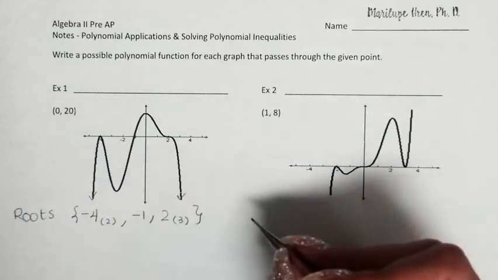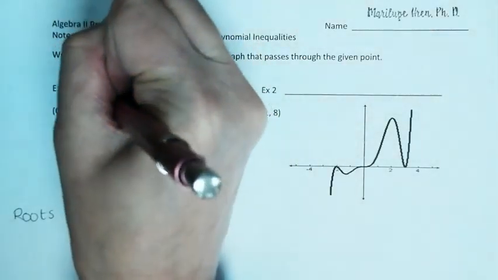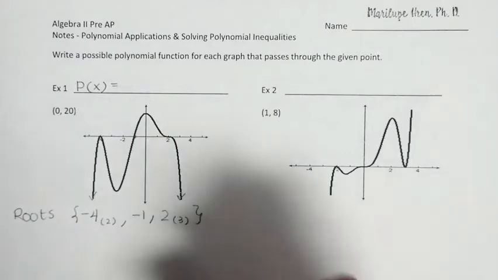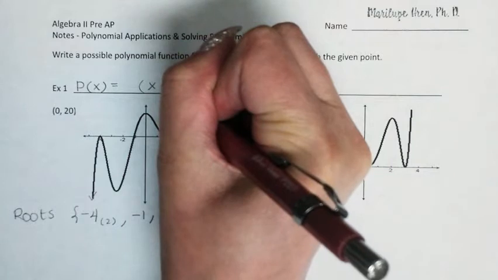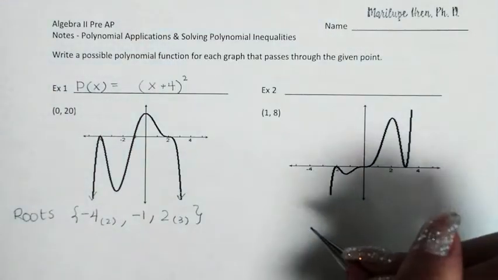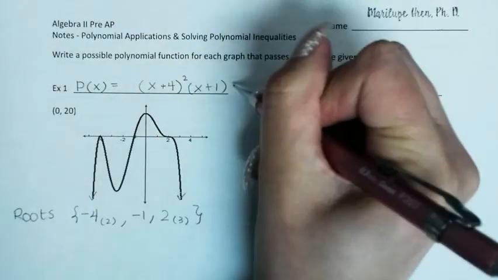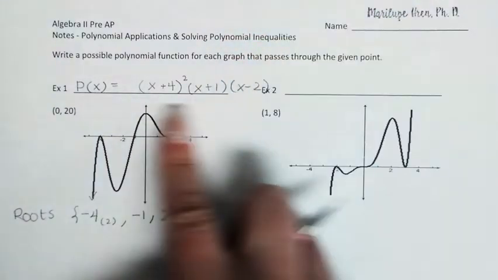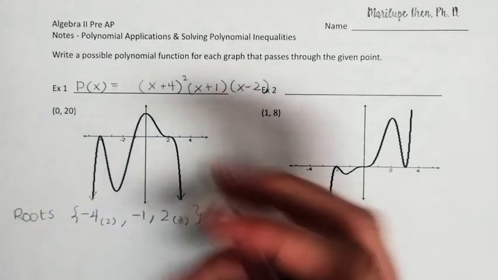So we need to build a polynomial, okay? So I'm just going to call it, I don't know, p(x). I'm very original because it's polynomial, okay? So far, what do you have? I have that one of the factors is going to be (x + 4), and the multiplicity is going to be 2, or the exponent is going to be 2. Then the next one is going to be (x + 1), which is this one, and the last one that I have here is (x - 2), okay? But I have something here, okay?